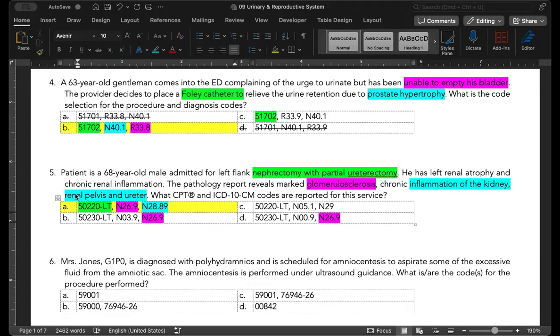Okay. So in this scenario, from a testing perspective, we really are only coding the inflammation of the ureter because we don't have an option that includes glomerulosclerosis, inflammation of the kidney, and then inflammation of the renal pelvis and the ureter. Okay. So if you run into a scenario like this in your testing, practice exams, whatever it may be, then we just want to make sure that we're just coding whatever's the most accurate option from a testing perspective.